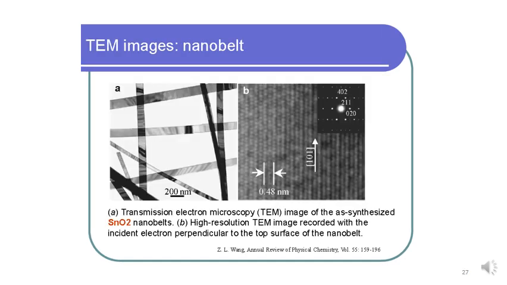This is an example of the output from TEM, the image of a nanobelt. You can see this is at a scale of 200 nanometers, and this is the nanobelt, very clear.